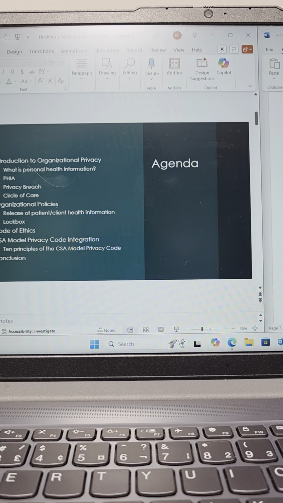So, for personal health information, what is health information? What is personal health information? Basically, what is considered personal health information is any health information that can identify an individual regardless of its format. It could be a paper record, electronic record, or even an oral record.